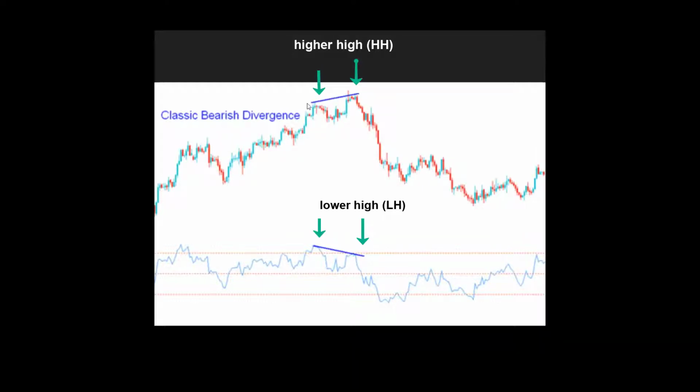You have price making higher highs, so it's sloping higher, and then you have RSI making lower highs, so it's sloping down. This is something kind of sneaky. Over time, you'll be able to pick up these clues, and it's going to be like second nature. You're going to see this stuff and you're like, oh, that's bearish divergence, that's bullish divergence. And now we're going to go into a couple examples of real price action.